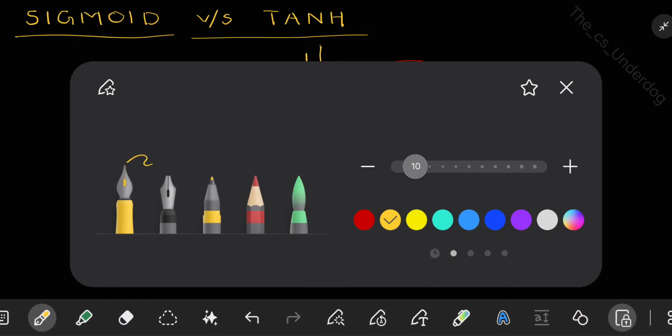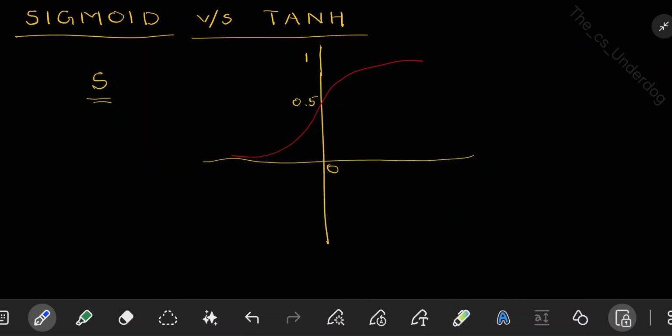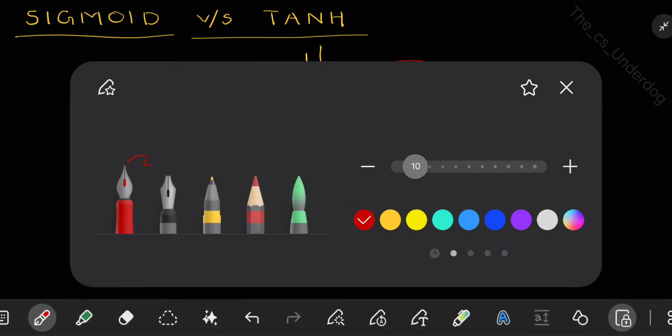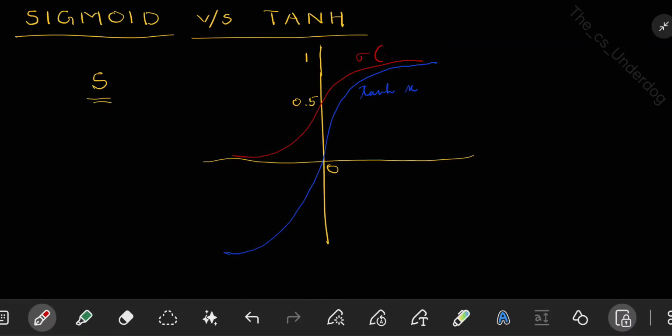Let us draw tanh as well and then we'll see. Tanh will be something like this. It will start here, go through the center and again saturate at 1. So this is tanh x, and the first one is sigmoid of x.